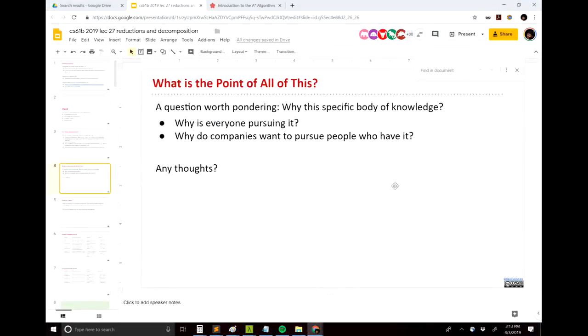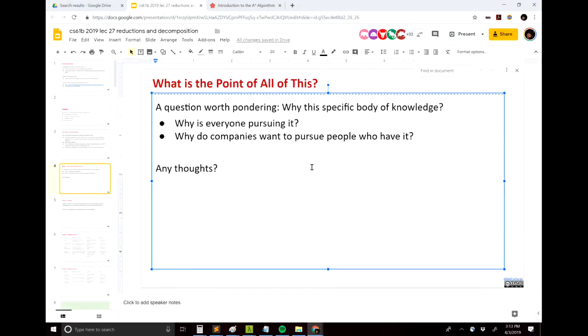So why this specific body of knowledge, and why are there people out there that want to hire you? Not necessarily as programmers, but just they want you to have these skills. What do you think? Why this body of knowledge? Sure. Yeah. Way back.